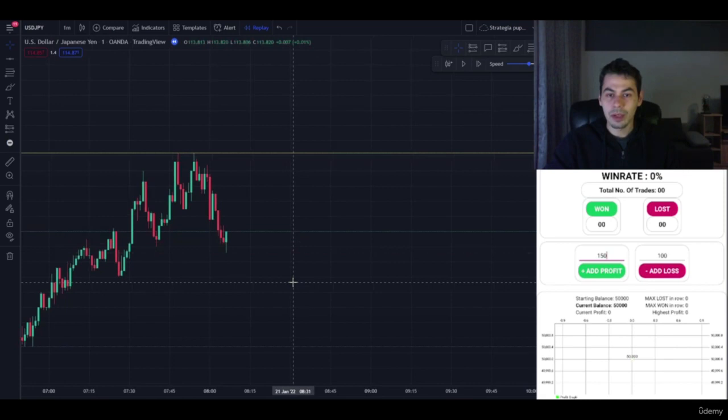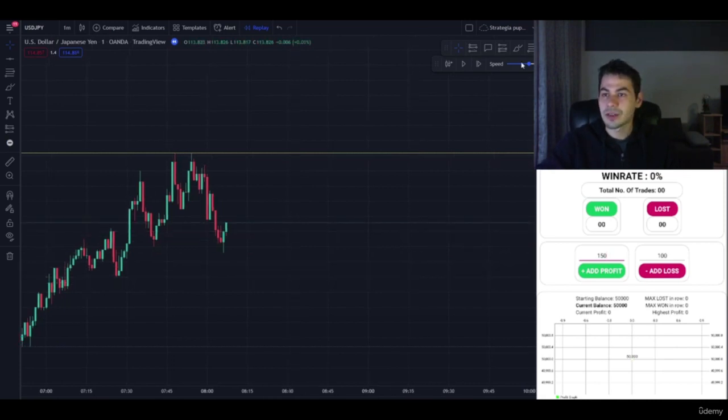Okay, so we may have a level here. Yeah, it's correct. So now we can safely draw the box. As you can see, we have these two instances here where price rejected this area, and also these two instances up here. So let's draw our box and let's see if we can get into some nice trades.